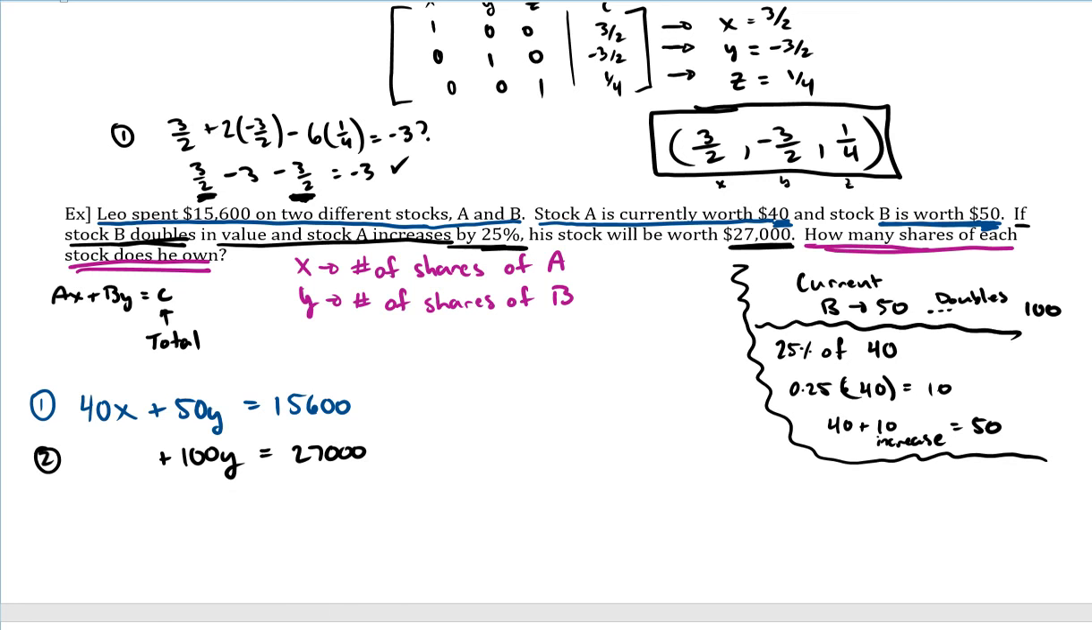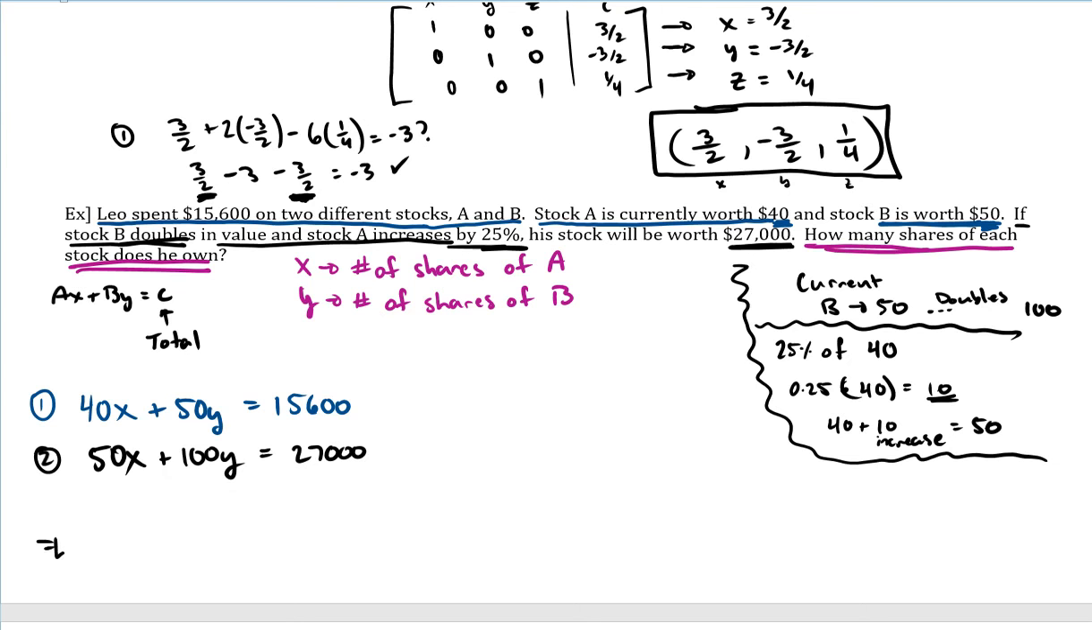Let me even break that apart. So 25%, that was the amount that it increased. So it increased by 10. And that means we need to add it to the original. So 40 plus 10 is 50. So that's the new coefficient that should be attached with x. All right, so here's our setup then. It looks like that is good. Let's see if we get a reasonable answer with this.